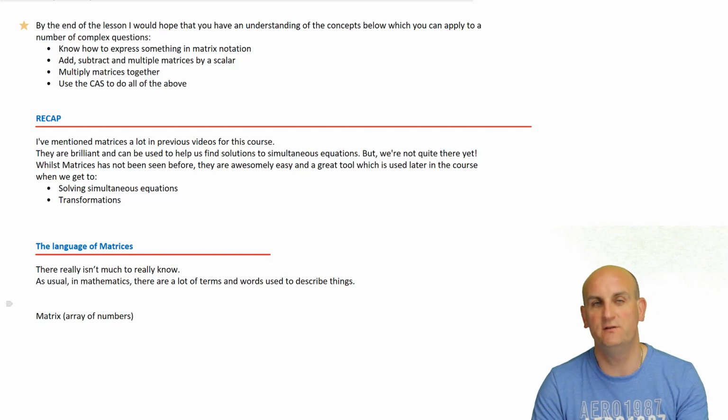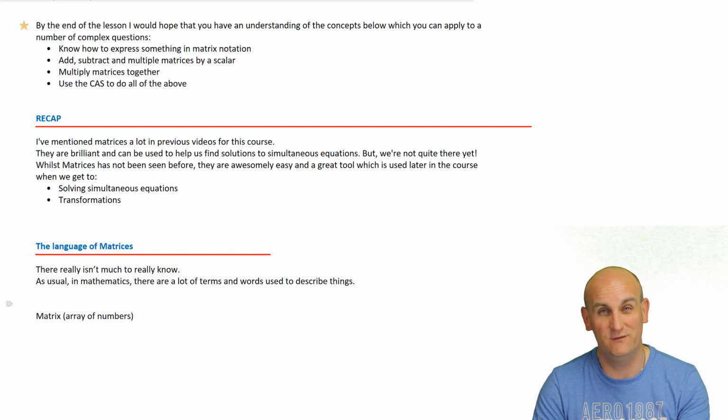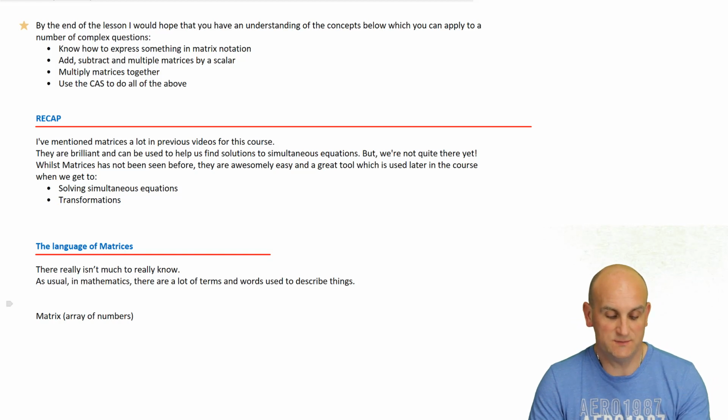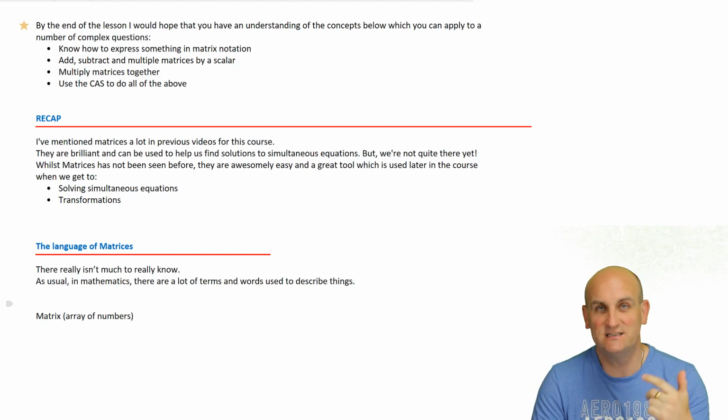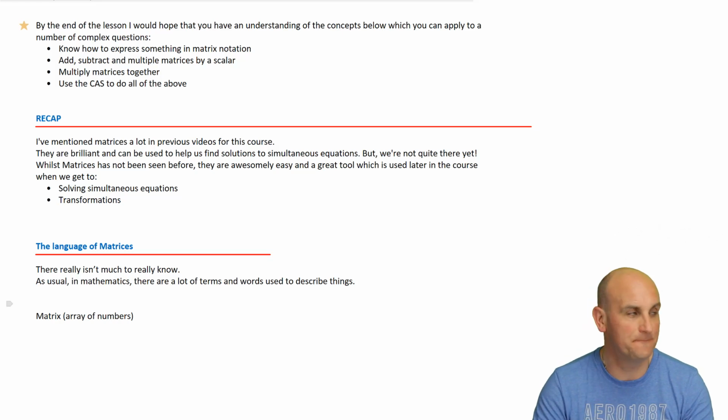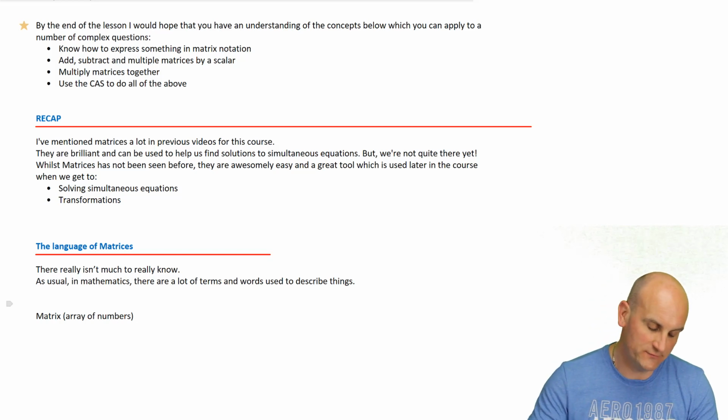And we've done a little bit of this in Methods 1 and 2 and in previous courses, but by the end of this video, hopefully you'll know how to express something in matrix notation, how to add, subtract, multiply by a scalar, and how to multiply matrices together. And believe it or not, multiplying two matrices together is the one thing that tends to trick people left, right, and center. It shouldn't. Don't worry about it. It's actually useful. And you've got to be able to use the CAS to do all of the above.